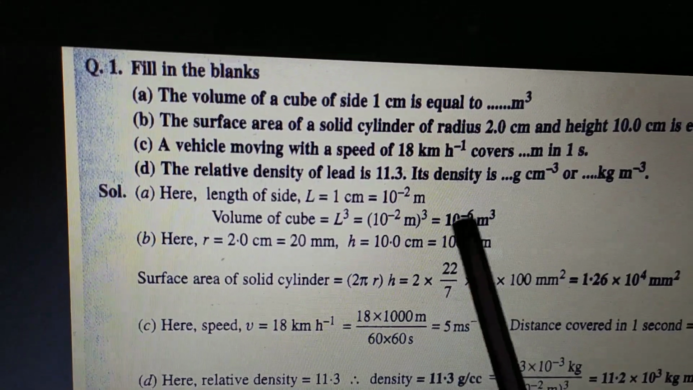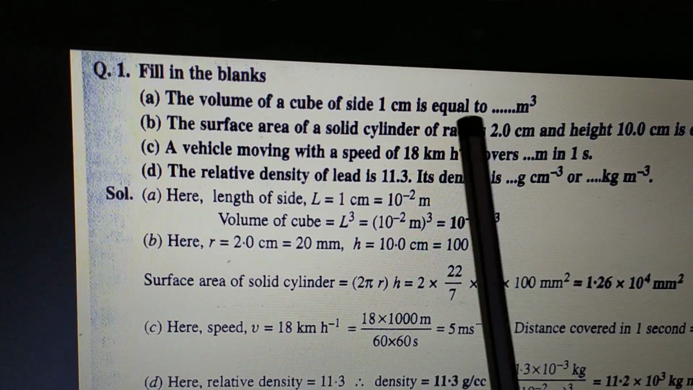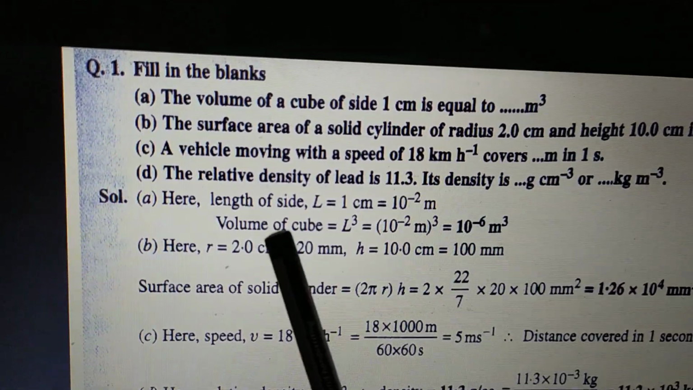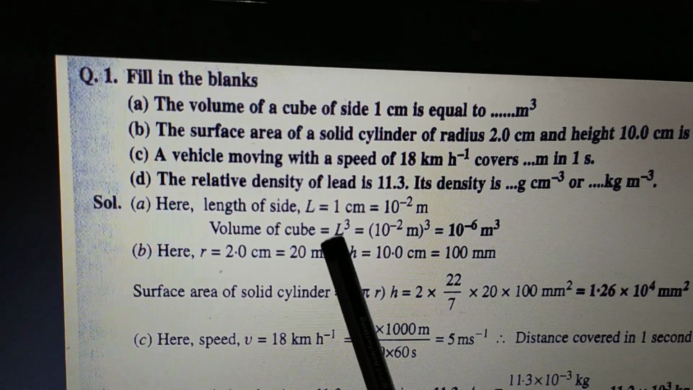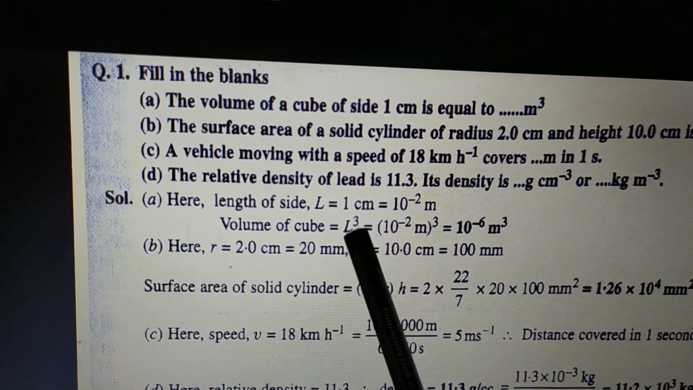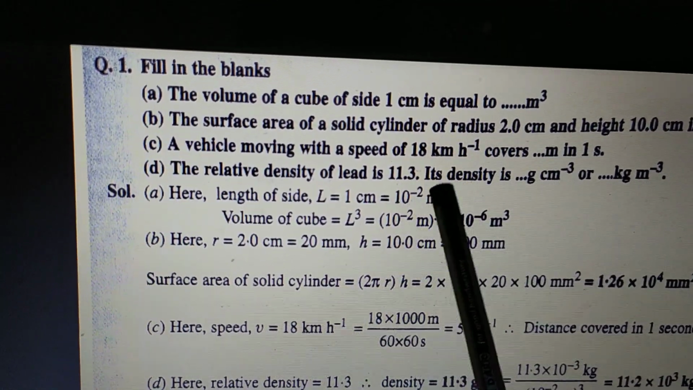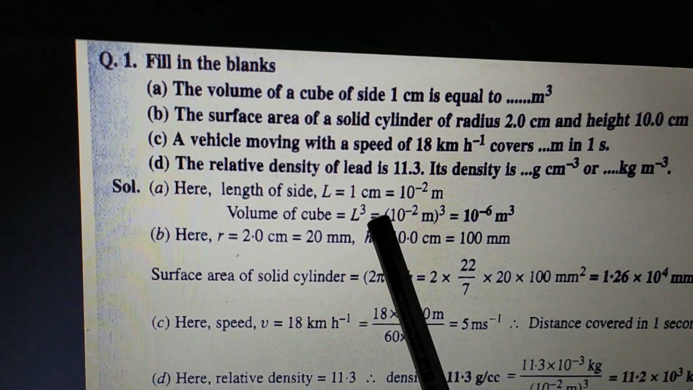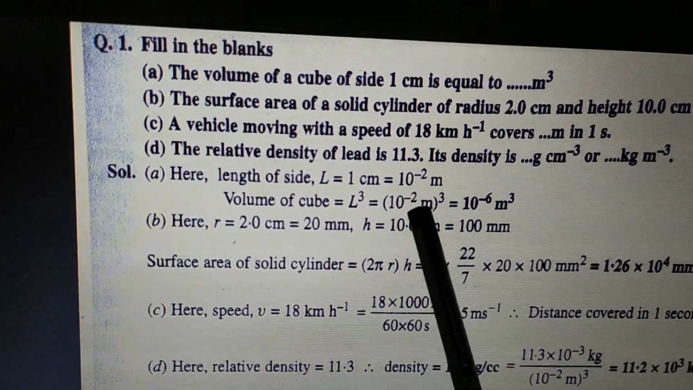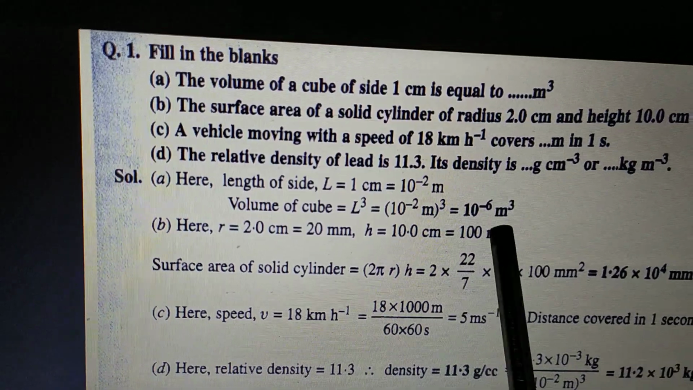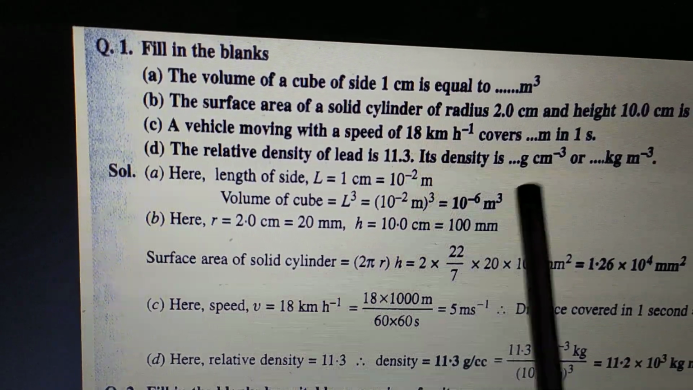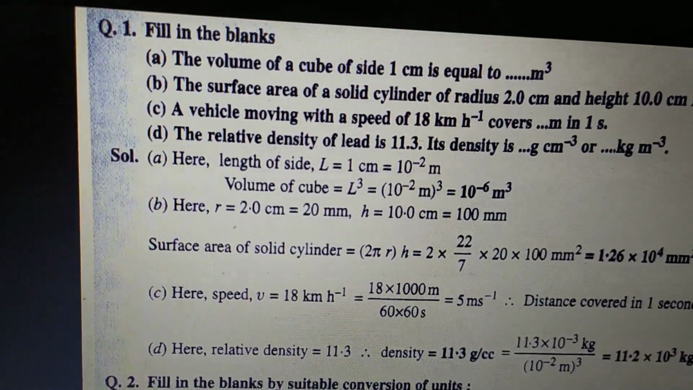Now what we have to find is the volume of the cube. Volume of the cube is equal to side cube, so we can write length cube. And what is the length that we are given? We are given 10 to the power minus 2 meters. So simply by cubing this length we get the volume of the cube as 10 to the power minus 6 meters cube.